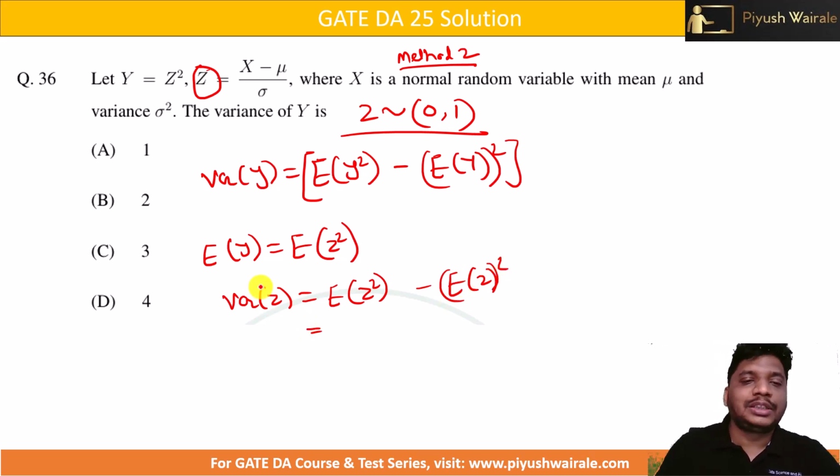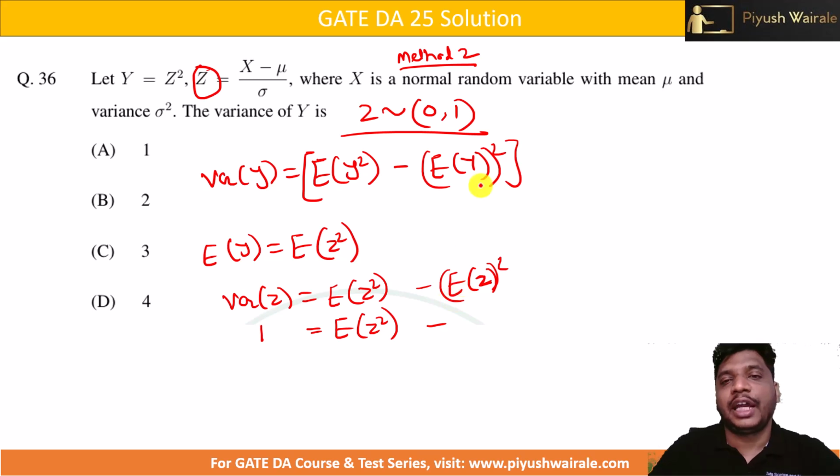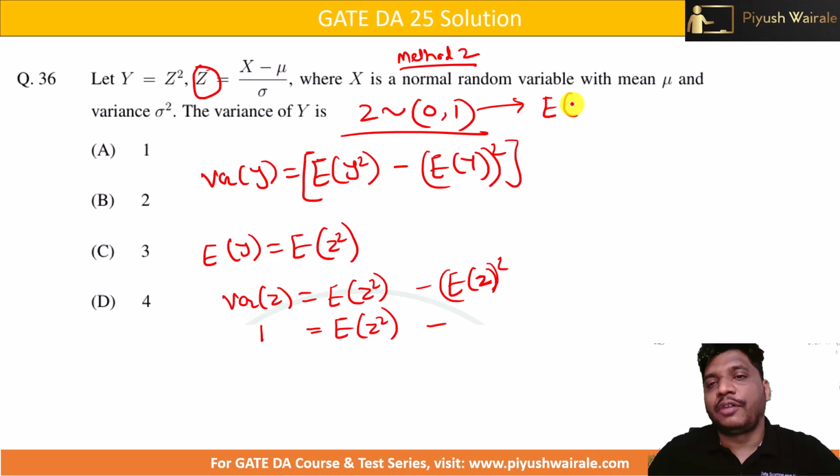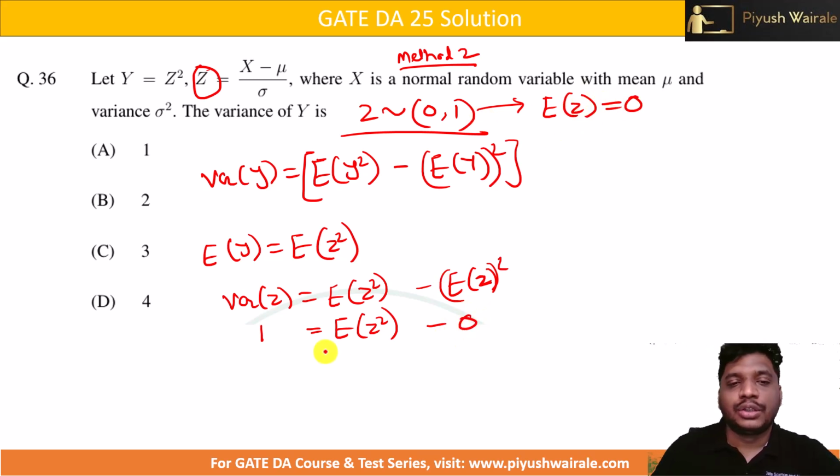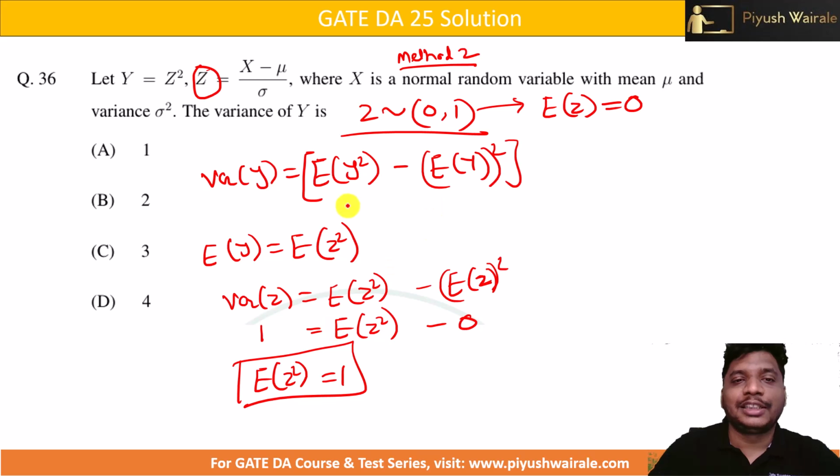Now here, what is the variance of z? If z is a standard normal variable, that is basically equal to 1. Expectation of z square minus the mean, or we can say expectation of z, where z is a standard normal variable. So expectation of z is basically the mean, which is equal to 0. So from this we can get expectation of z square equals 1. So we got this particular value, expectation of y.